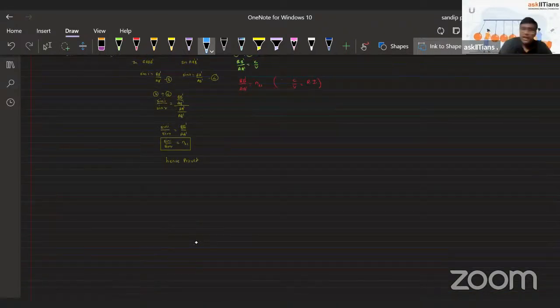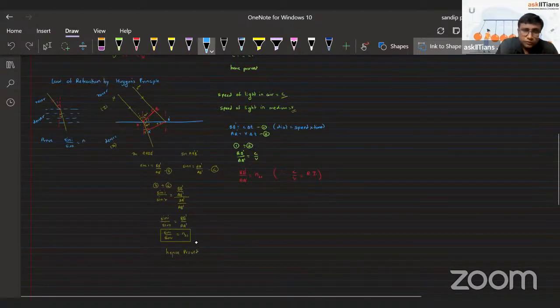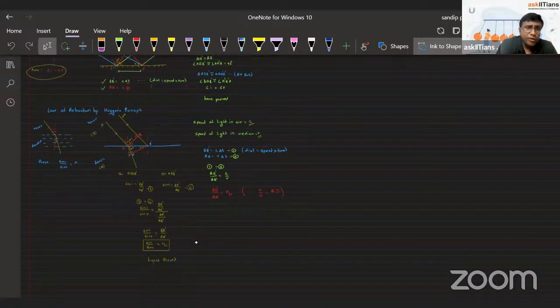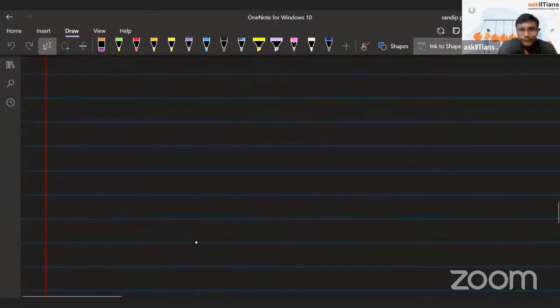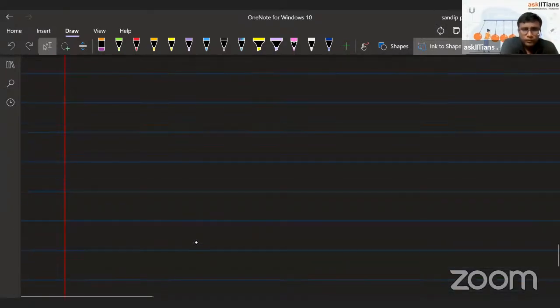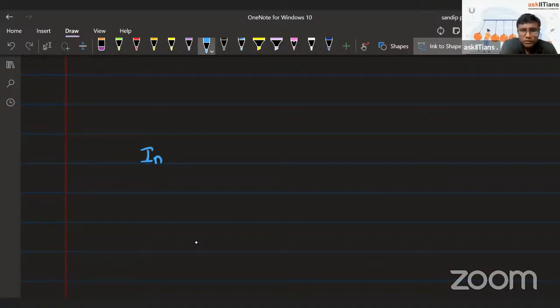Okay. Now the next part which we are going to do is interference of light.